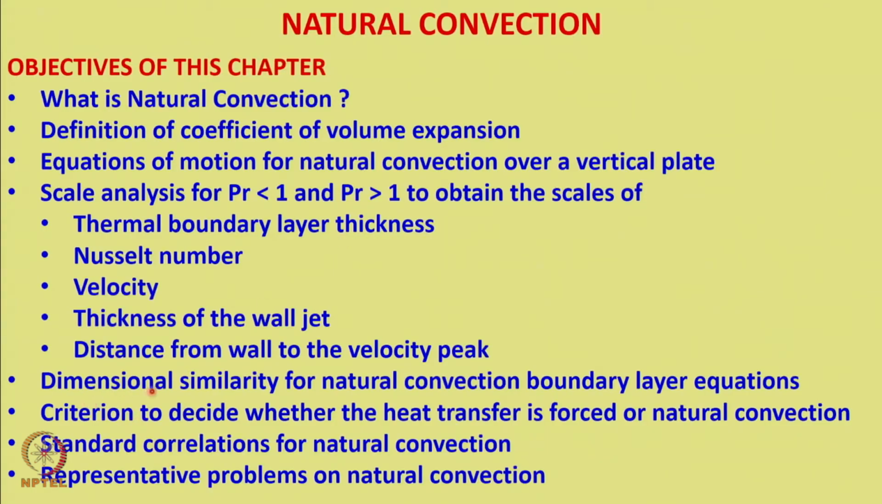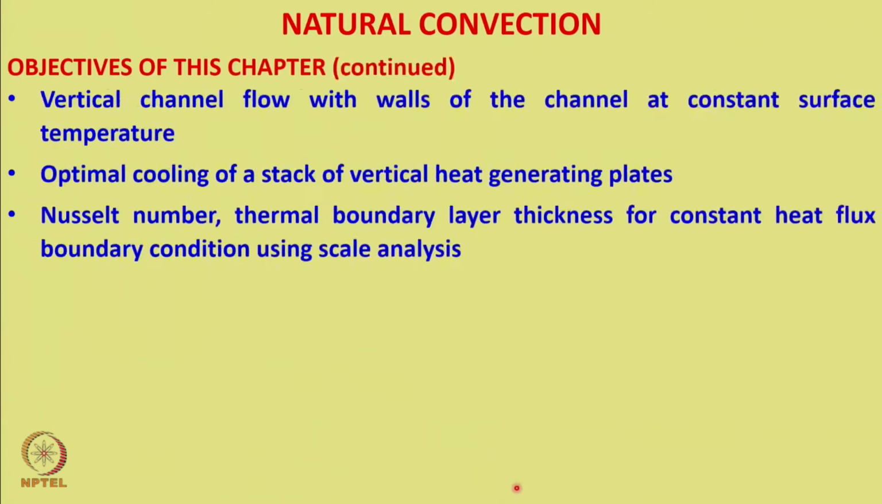Then we shall do dimensional similarity for natural convection boundary layer equations to identify the non-dimensional numbers, and then the criterion to decide whether the heat transfer is forced or natural. A few standard correlations for natural convection I would give, but many would be available in various textbooks. I would not be giving all the correlations, but I would suggest the books. And the representative problems on natural convection, one or two quickly. I will not solve step by step, but I will give you the feel of the problem.